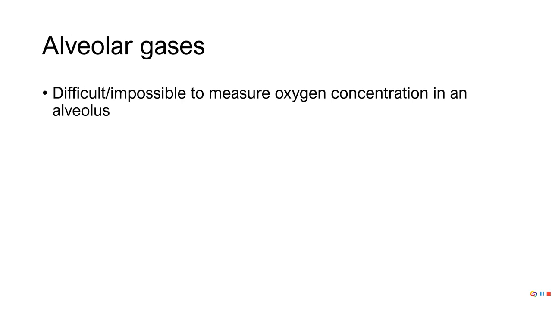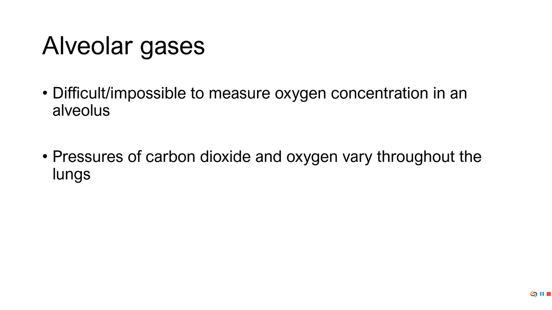Now, we can't really measure how much pressure or how much oxygen is in a specific alveoli, or even in all the alveoli, so we can estimate that. But it's important to know that carbon dioxide and oxygen values or concentrations are not the same throughout the entire lung. Different areas of the lung are going to have different amounts of oxygen and carbon dioxide. Thankfully, though, we can estimate the pressure of each of these gases.